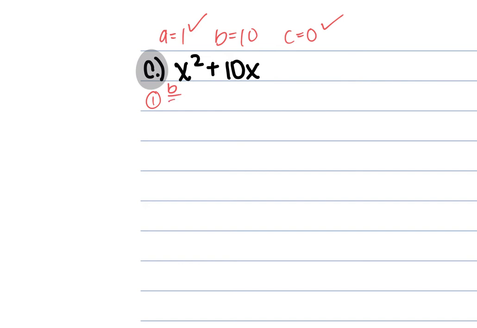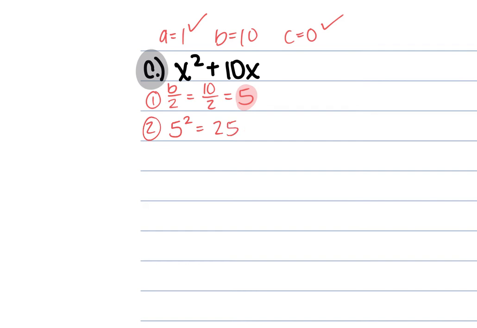B over 2. It's going to be 10 over 2, which is 5. Highlight the 5. Are we going to use that later? You bet we will. Okay. Step number 2. What you got from step 1 squared. What do we get for step 1? We got 5. Then we square it and we get 25.